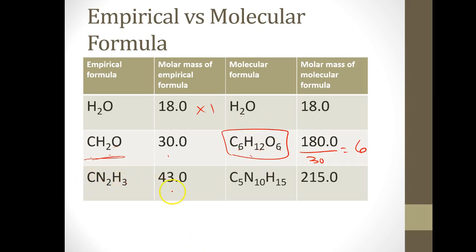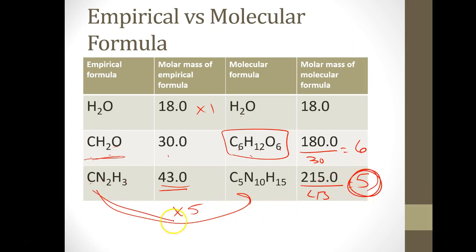If I add this guy up, it weighs 43. From here to here, I think you can see it multiplied by 5. Well, the way you would know that is 215 divided by 43 is, guess what? 5. That's how you determine the multiple to go from one to the other. That's where it comes from. It's based on molar mass.